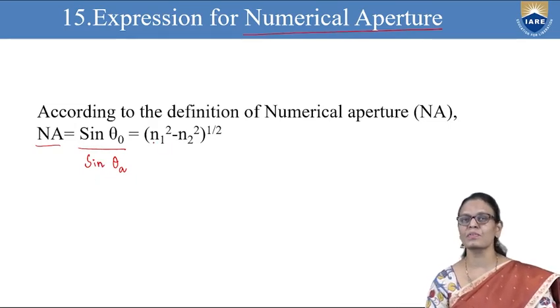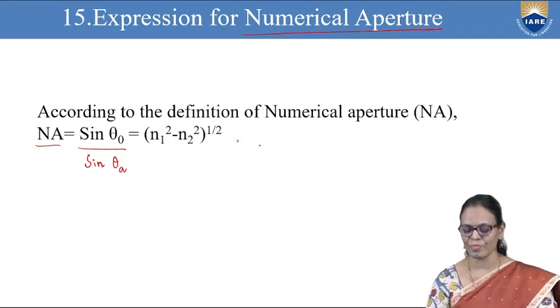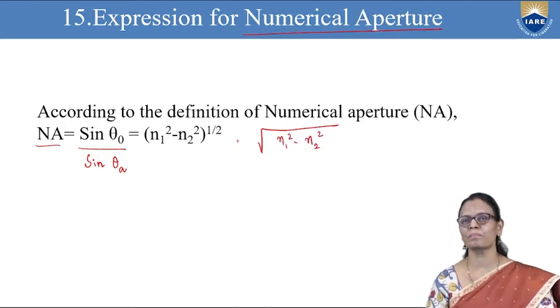Or we can also use the formula (n1 square minus n2 square) power half, or under root n1 square minus n2 square. It is the same. N1 and N2 here represent the refractive indices of the core and the cladding.